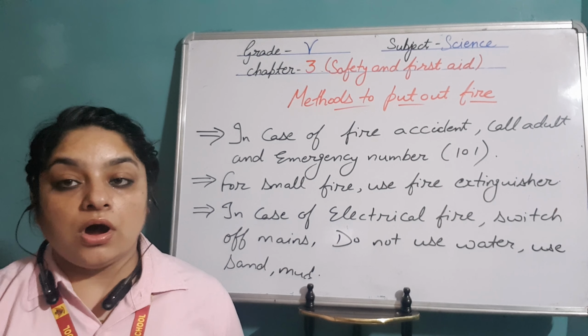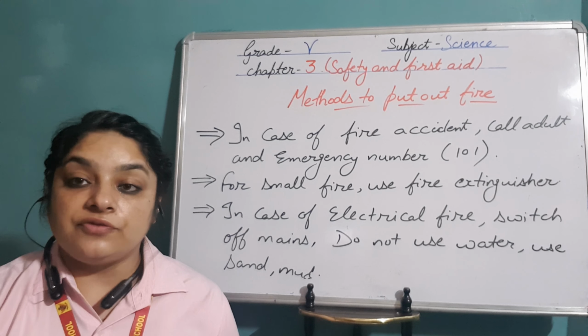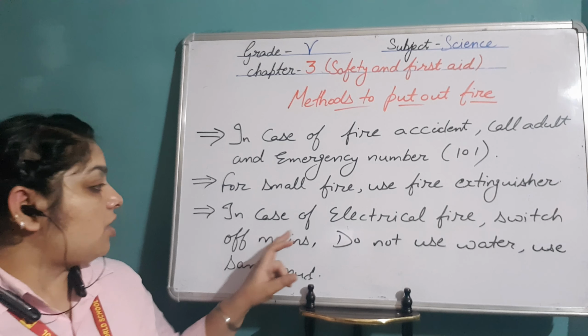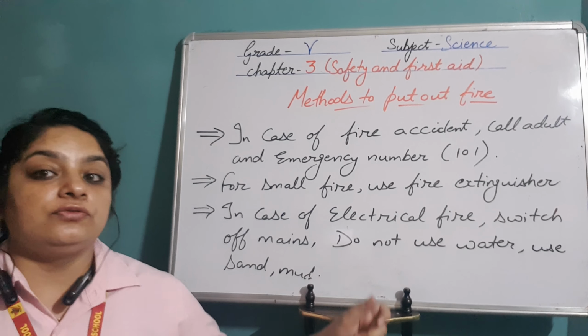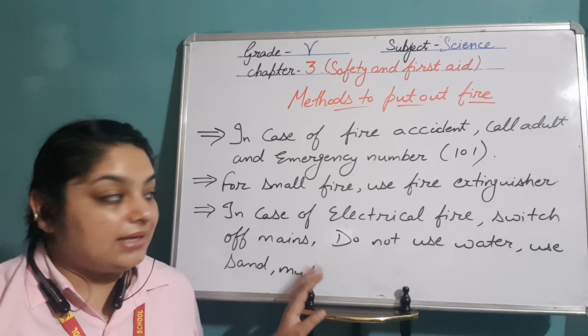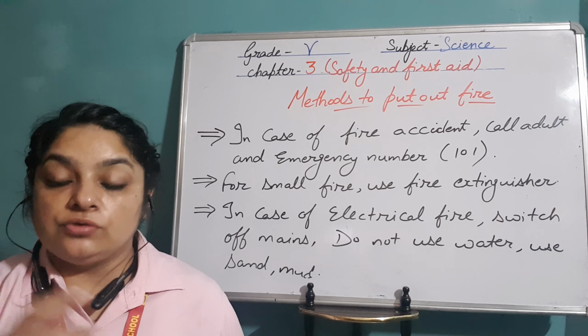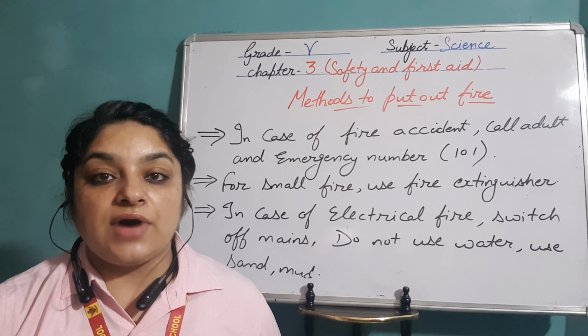do not use water for a fire which is caused especially by electricity or by petrol. In case of an electrical fire, first of all, switch off the mains and never ever use water. One can get an electric shock, as water is a very good conductor, and it will make the situation even worse. Second, we should use sand or mud to put out the electrical fire, and even to put out a petrol fire. Petrol fire means the fire whose cause is petrol.